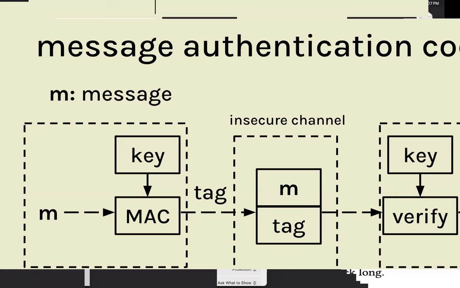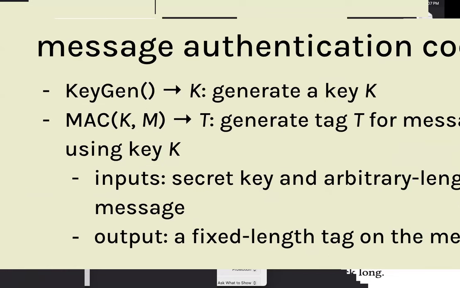Okay. So for the specifics, we have a key generation function that generates a key K, and a MAC function that takes some key and a message and generates a tag. The inputs are a secret key and an arbitrary length message, but the output is a fixed length tag on the message.